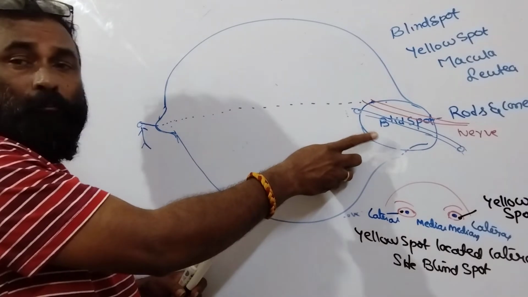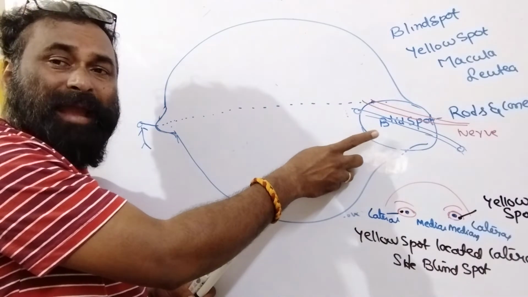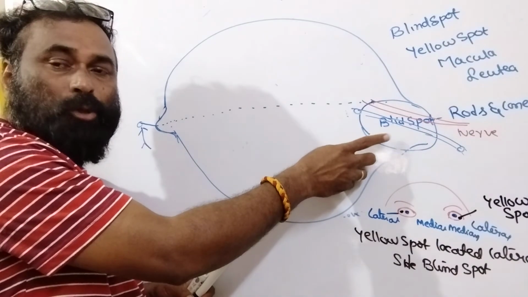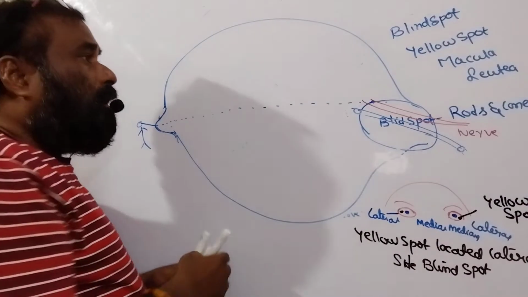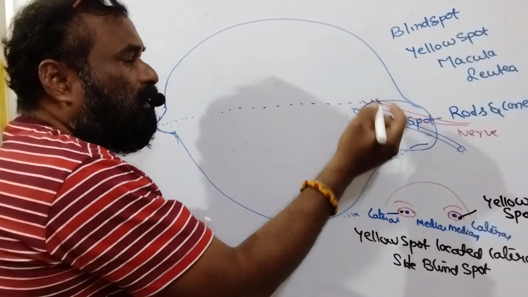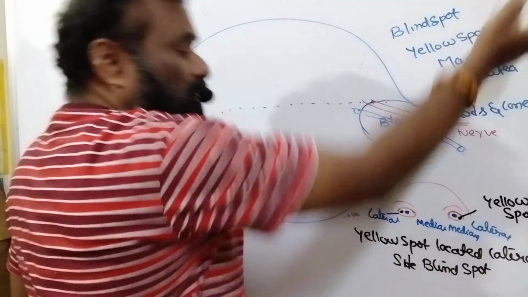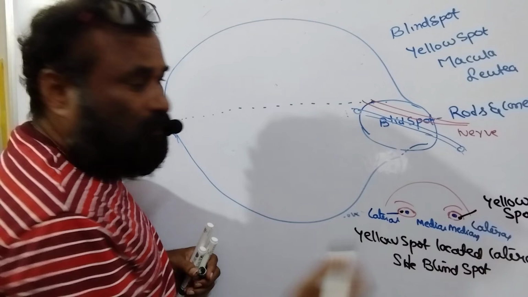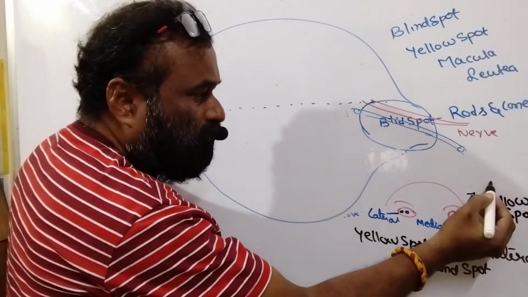The part of the eyeball that has no rods and cones is the blind spot. Here, it is observed that there is a yellow spot. This yellow spot I draw out.